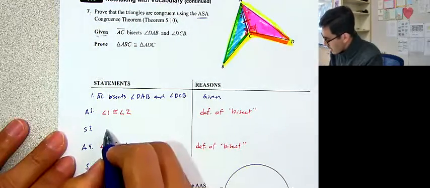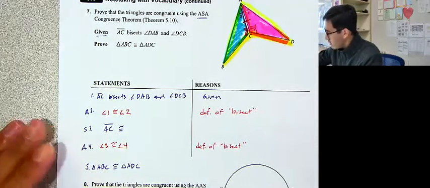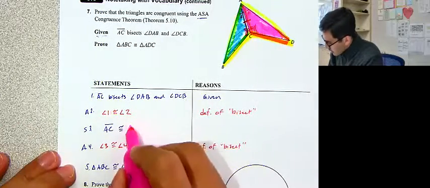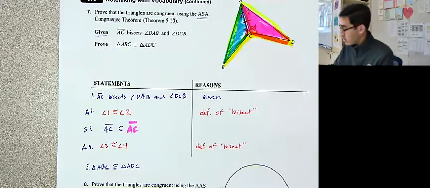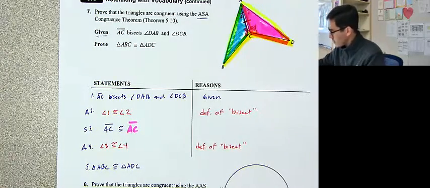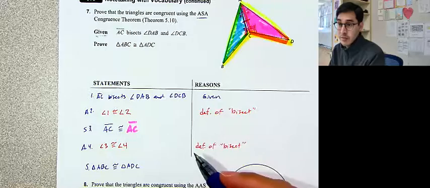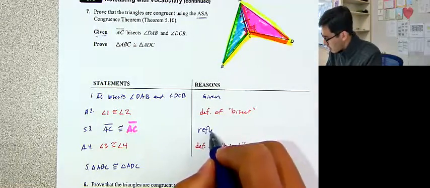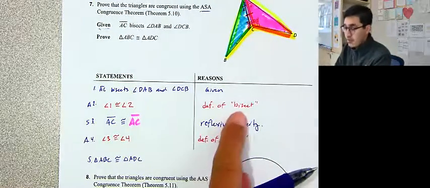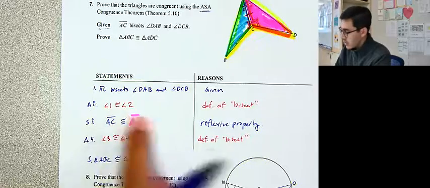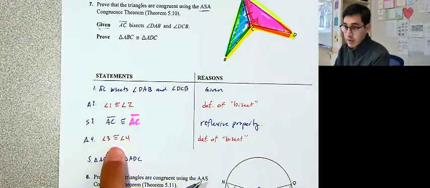Okay. So let's write AC from the blue triangle is congruent to AC from the pink triangle. Okay. Regardless of what triangle we're looking at, AC is going to be the same length. Right. So whenever we say that something is congruent to itself or something is equal to itself, what we're using is the reflexive property. So definition of bisect is the reason for one pair of angles. The reflexive property is the reason for my pair of sides, and then definition of bisect is my reason for the other pair of angles.